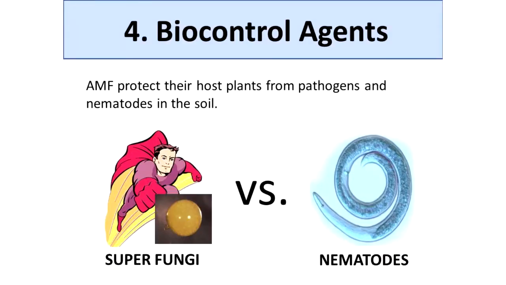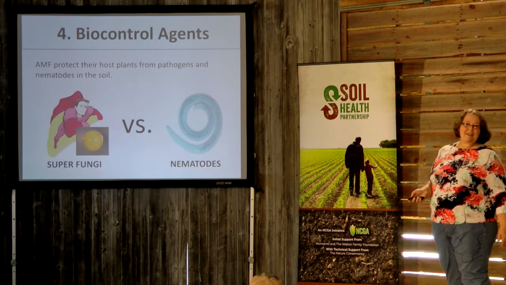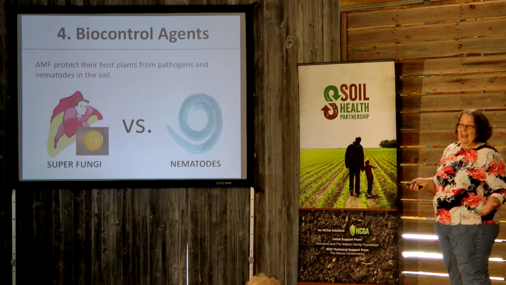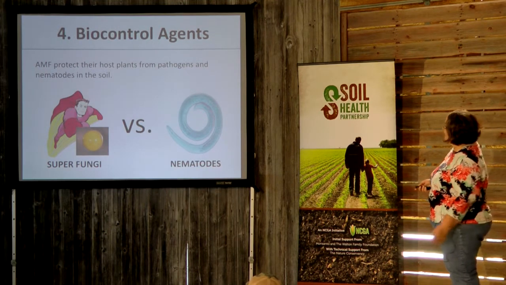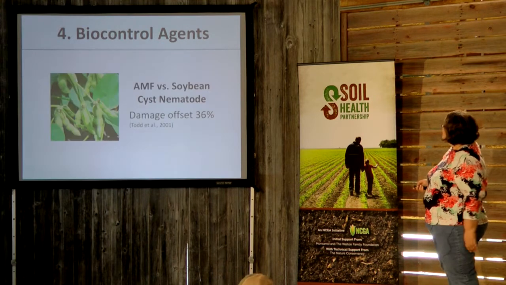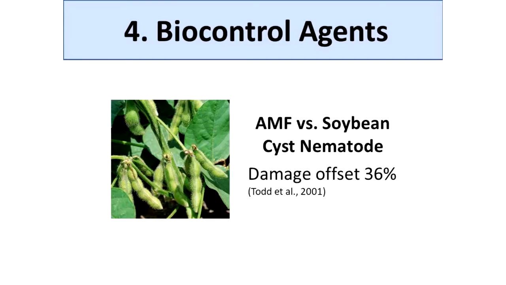So it's AMF versus nematodes. And I just was amazed by this because a nematode is an animal. So I was thinking at the time when I was a student, how can a fungus really defend itself against an animal? Well, you poison it. So AMF versus the soybean cyst nematode, the damage was reduced 36%.